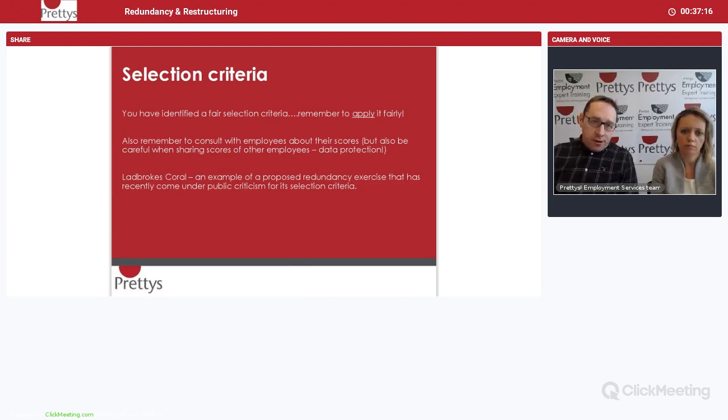Once you've got your selection criteria, you've got to make sure you apply it fairly. It is best practice to consult with all employees on the selection criteria you're going to use at an early stage. That can lengthen the redundancy consultation process as a whole, but best practice is to say: we've identified there's a redundancy situation, we've identified there's a pool, you're in the pool, and these are the selection criteria we are proposing to apply. I will often advise employers to skip that stage, but ideally, the counsel of perfection would say you consult on it.